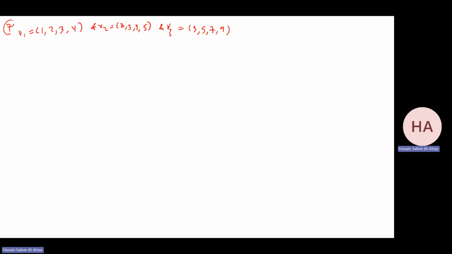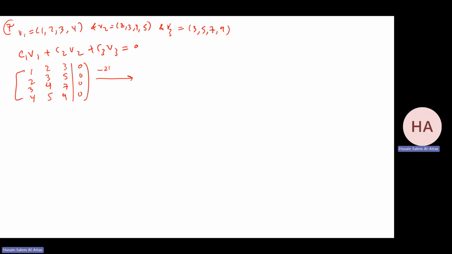So I need to solve the system. C1 V1 plus C2 V2 plus C3 V3 equals 0, which means I need to find C1, C2, C3. So I have 1, 2, 3, 4, 2, 3, 4, 5, 3, 5, 7, 9. This is 0, 0, 0, 0. So multiply -2 R1 plus R2, -3 R1 plus R3, -4 R1 plus R4.